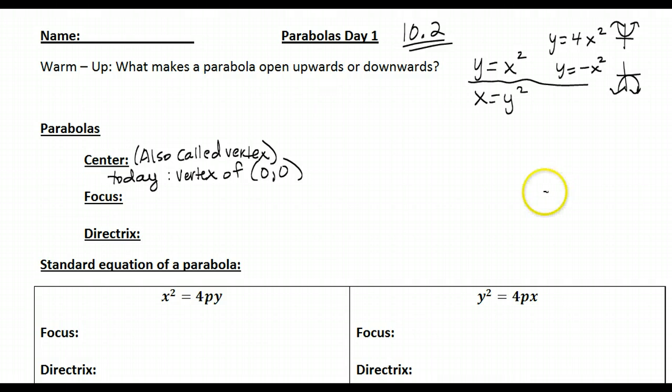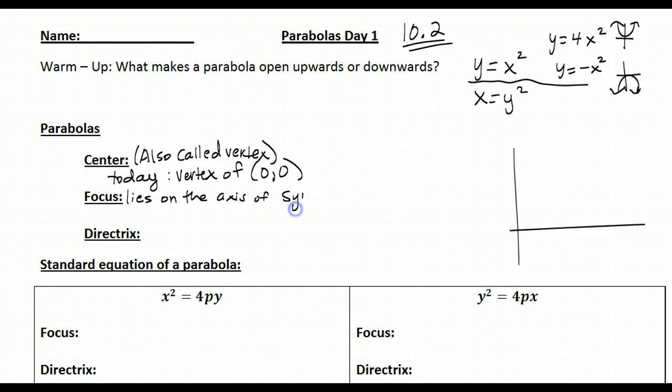What's going to happen with our parabola is we're going to define two new things that you haven't learned about before. One is called the focus. A focus lies on the axis of symmetry, and the focus is a point. So it could be an ordered pair x comma y. And the directrix is a line we're going to draw, and the directrix is perpendicular to the axis of symmetry.